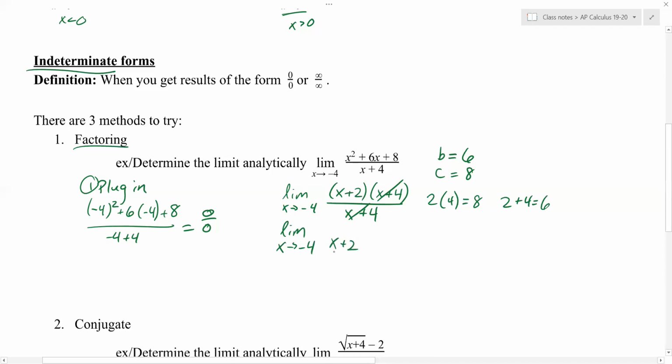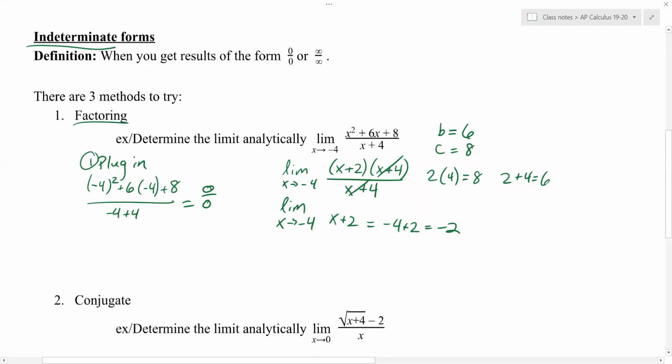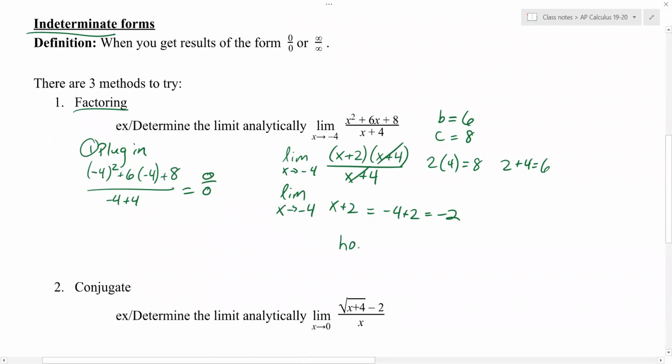Now, if we plug in -4, we get -4 plus 2 is -2. We've gotten rid of our problem. When we can get rid of our problem, that tells us that we have a removable discontinuity. So most of the time, this graph looks like x plus 2, but it has a hole at x equals -4. So this tells us we have a hole at x equals -4. We can remove this discontinuity.